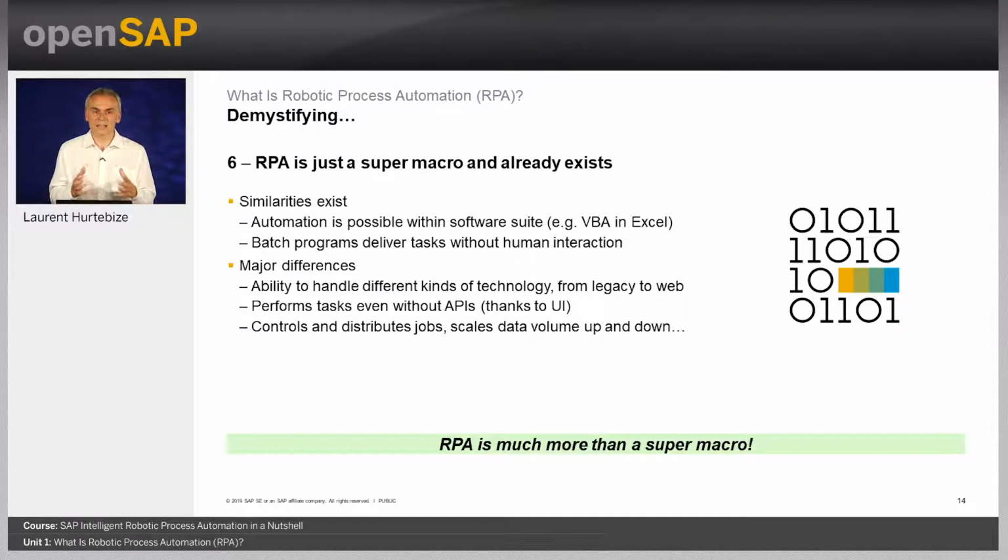Performing several tasks in parallel is also possible with a real RPA tool. All those automation types can be orchestrated, distributed, and controlled. So believe me, RPA is much more than a macro. It's beyond that.